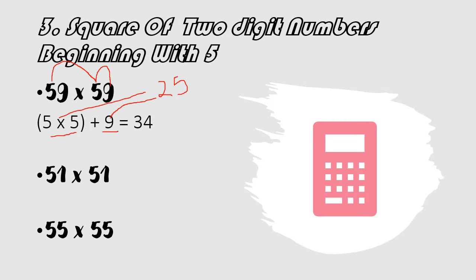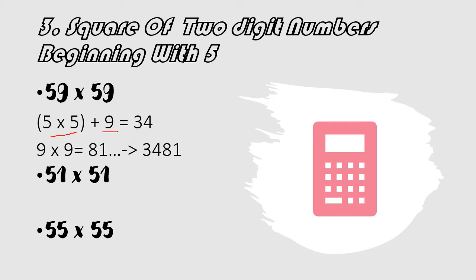The next step is that you multiply the last two numbers, 9 into 9, and you get 81. Then you just combine these two numbers, and you get the desired output. 3481 is the answer, and you can even cross check that this is right. I think you understood this rule, so let's move on to the second problem.